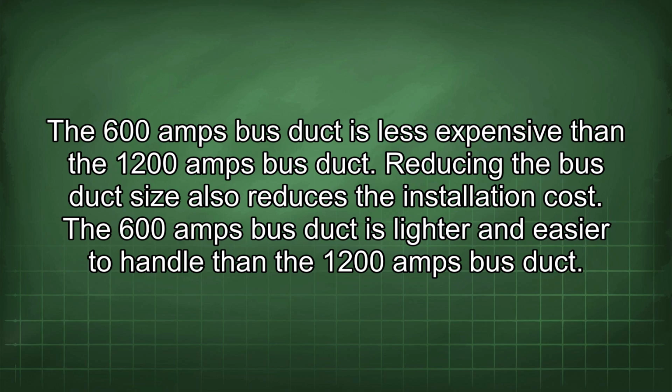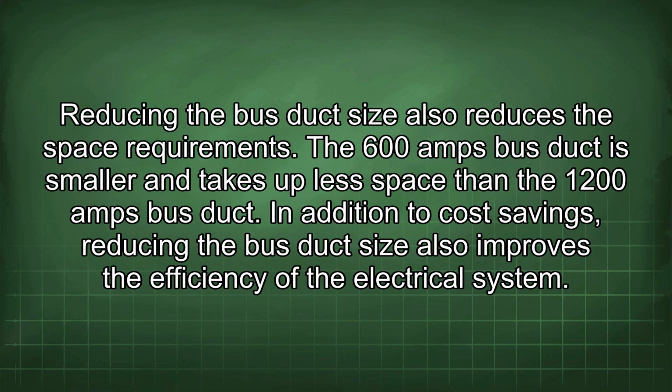Reducing the bus duct size also reduces the installation cost. The 600 amps bus duct is lighter and easier to handle than the 1200 amps bus duct. Reducing the bus duct size also reduces the space requirements. The 600 amps bus duct is smaller and takes up less space than the 1200 amps bus duct.